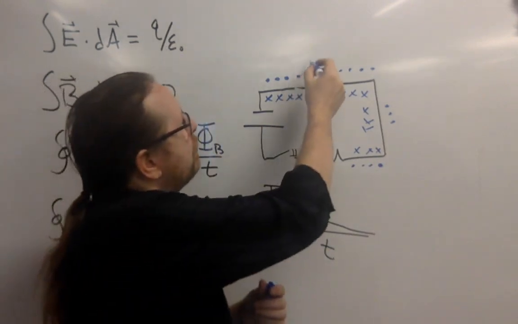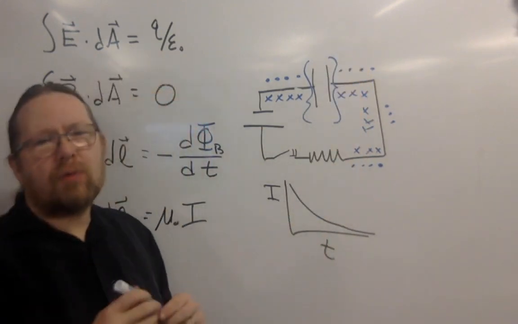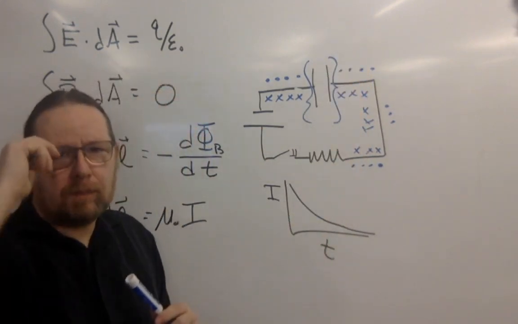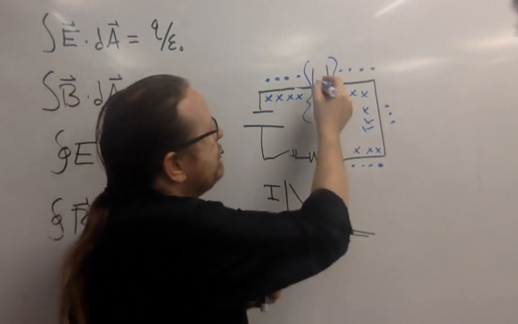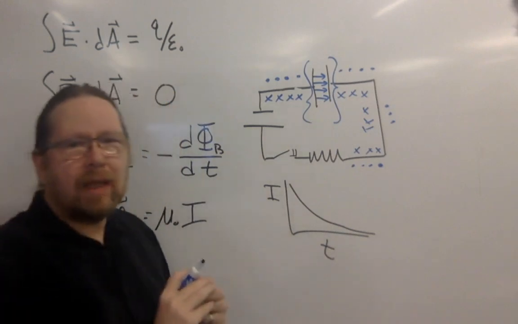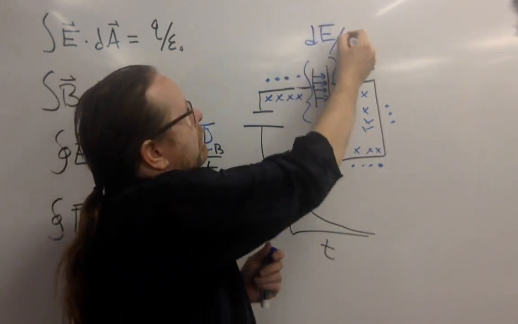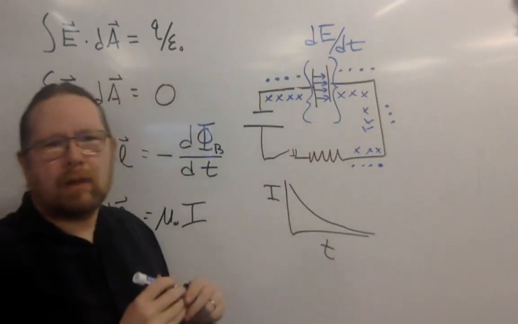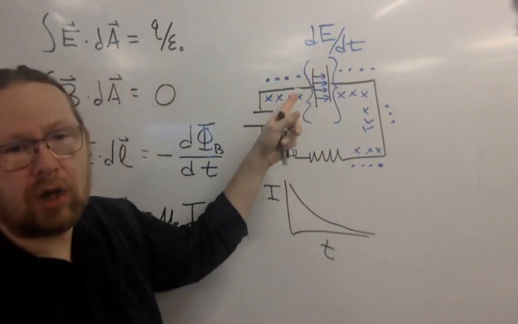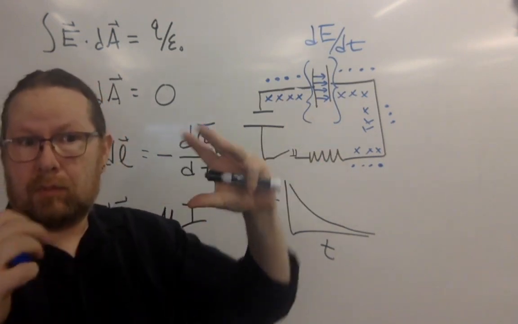But here, there's no current. Current doesn't flow through the empty space in a capacitor. What there is in the capacitor, as the capacitor charges up, is a changing electric field. As that capacitor fills up with charge, the electric field between the two plates of the capacitor will get bigger and bigger and bigger.